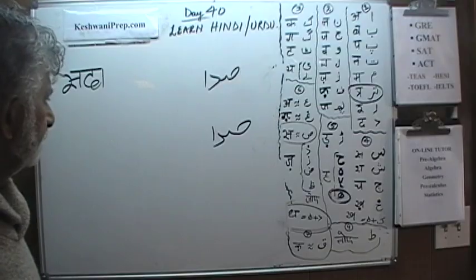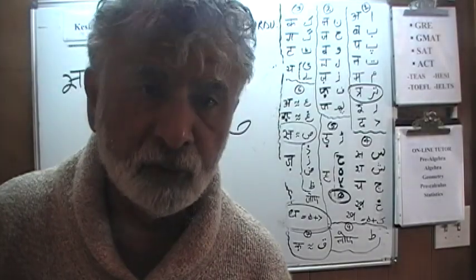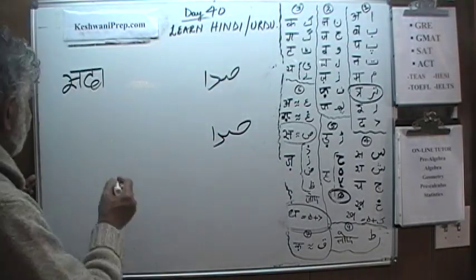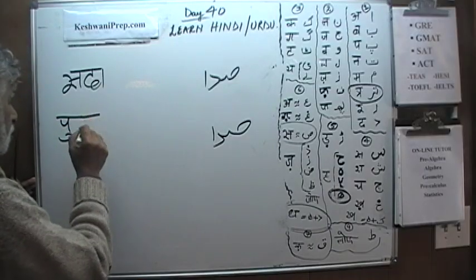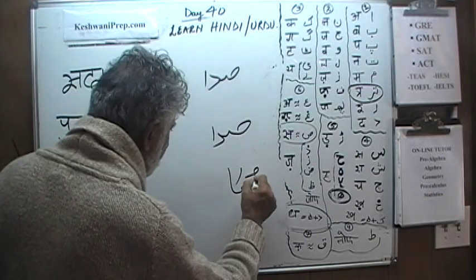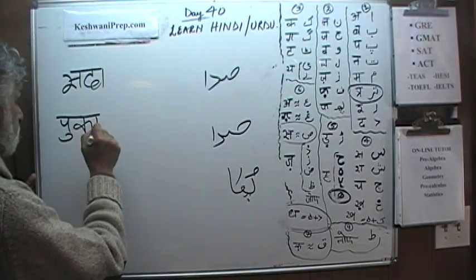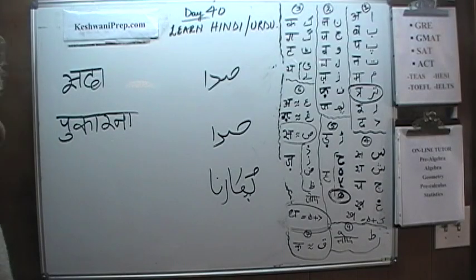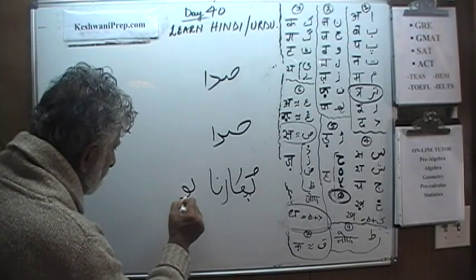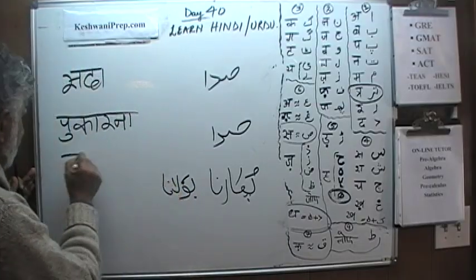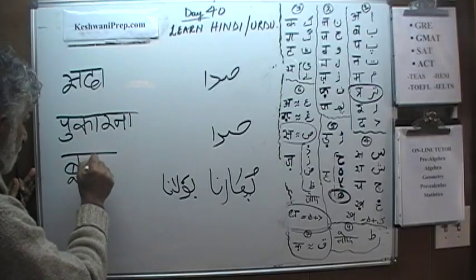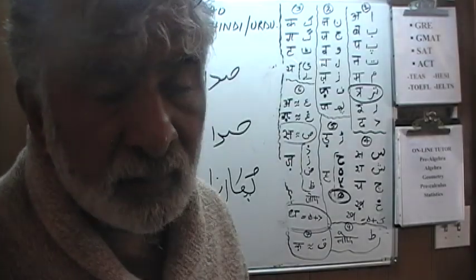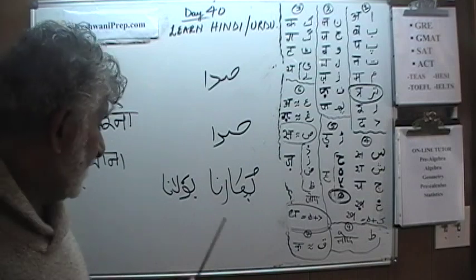You know what sada means? Sada means to call someone. Let's learn one more word. This word, simple word. Pukar, pukarna. Pukarna is a synonym of sada. Here's another word. Bulana. Bu, badi U ki matra. La, na, bulana. I am not 100% sure if it's badi U ki matra in the correct spelling in Urdu or choti U ki matra. I should prepare ahead of time. It's just coming to me.